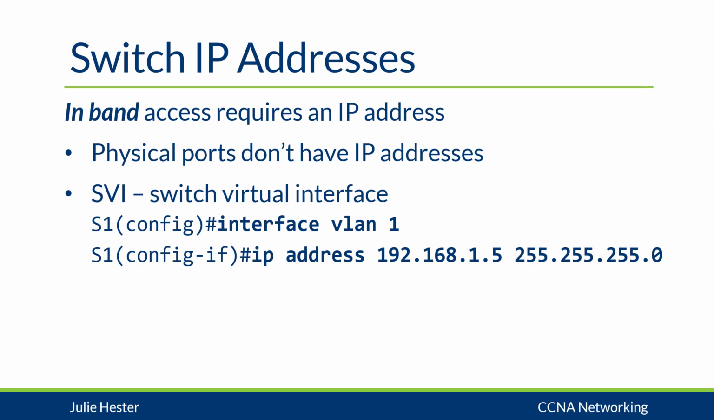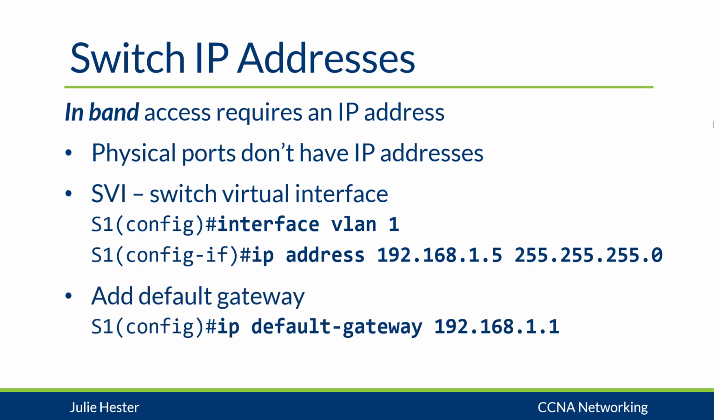In this example, I've added IP address 192.168.1.5 to this switch. And now, if I'm elsewhere on the network, I can reach out to that address and access the switch. The switch will need one other thing besides the VLAN SVI address, and that's going to be a default gateway with the IP address of the router. So when you work on a lab, you'll probably be given that information as to what you need to put on your switch. Having these two items configured on your switch allows you to use in-band access to configure the switch remotely.